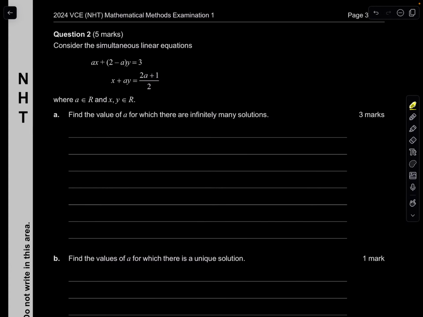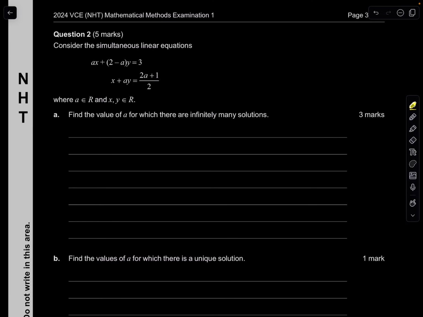So question 2 says, consider the simultaneous linear equations. So we have these two equations, where a is an element of all reals and x and y are elements of all reals. Find the value, not values, so there has to be one answer, for a, for which there are infinitely many solutions.